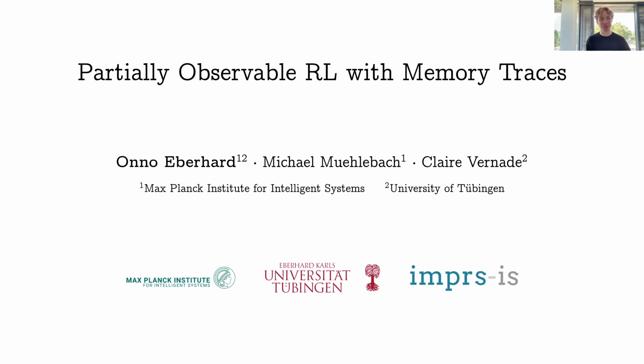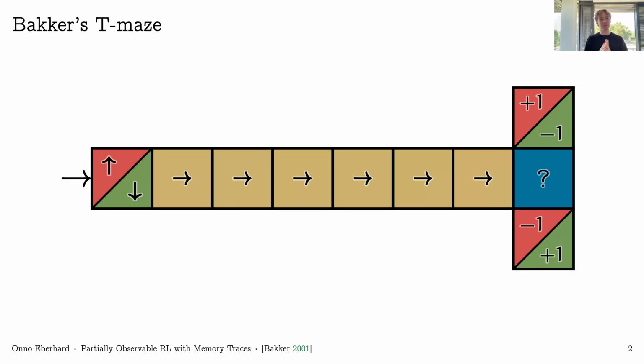Hi, my name is Onno, and this is joint work with Michael Mühlebach and Claire Bernard on partially observable reinforcement learning with memory traces. So in many environments in reinforcement learning, we don't get full state observation. This is a very simple example called the T-maze, where the first observation is red or green, and it tells us whether to go up or down at the end of the corridor.